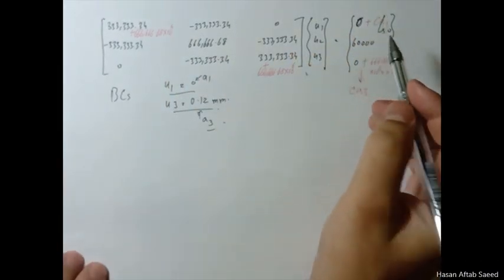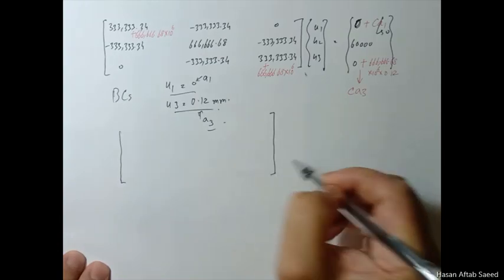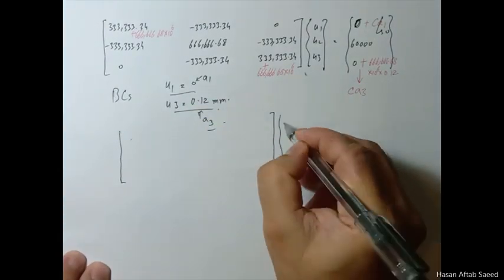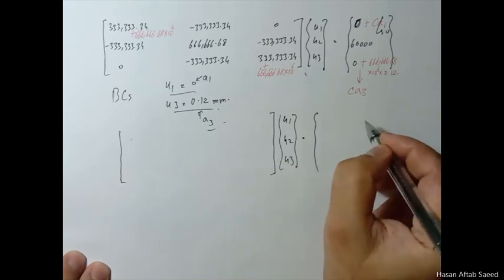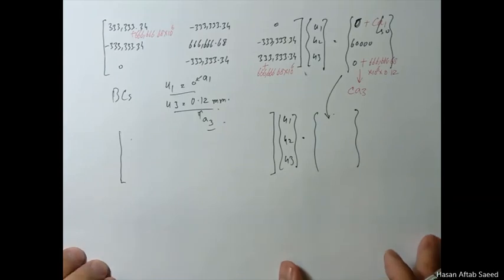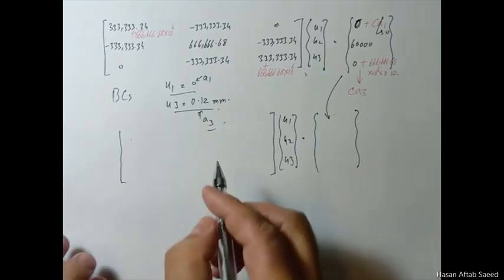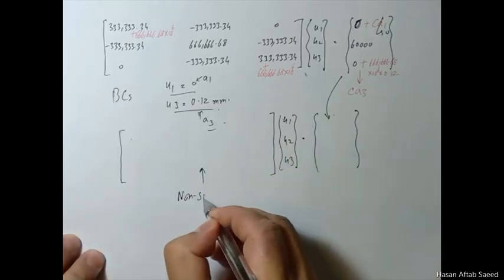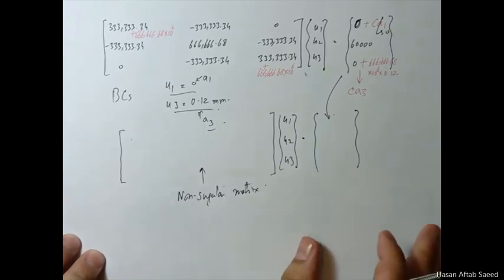So now you have this new matrix. I leave the students to verify the values. These will change, and you will have then u1, u2, u3, and on the right hand side you will have these values. Please verify your calculations. And now this matrix, boundary conditions have been applied. This is a non-singular matrix which you can invert.